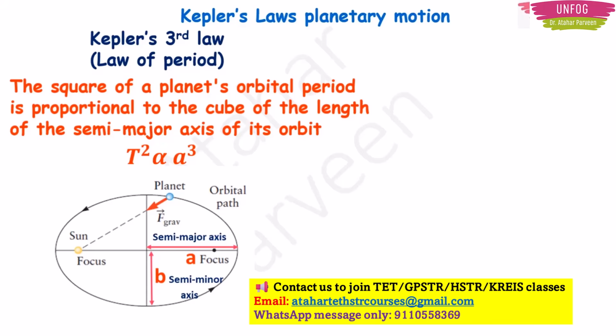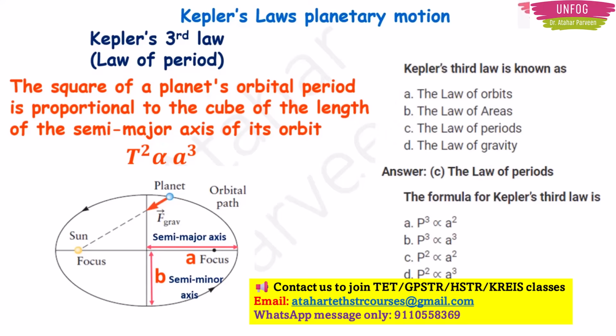So according to Kepler's third law, the square of the orbital period is proportional to the cube of the length of the semi-major axis. I have depicted very simple and easily understandable pictures for you all so that you can grab these Kepler's laws easily. So look at those pictures and then imagine what the law says. This Kepler's third law is commonly known as the law of periods.